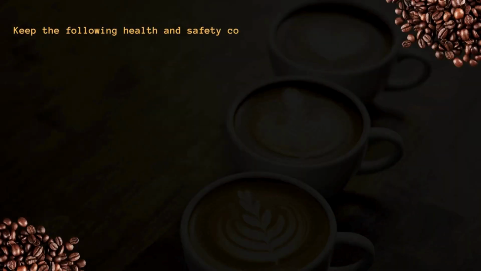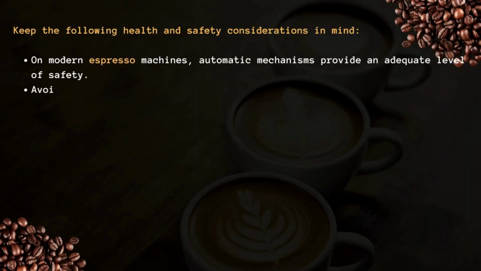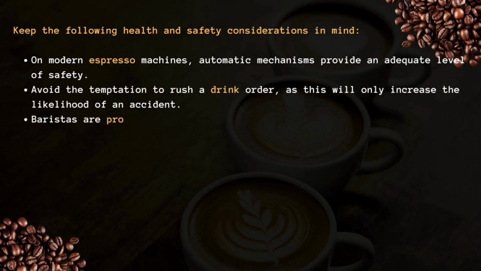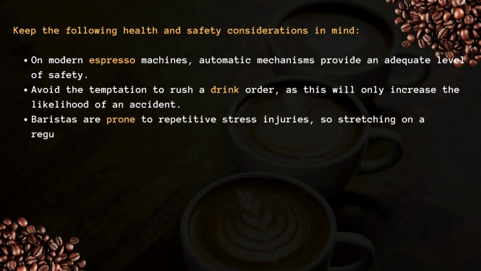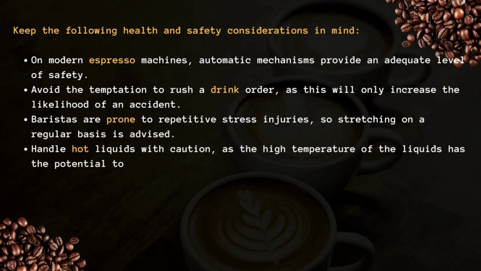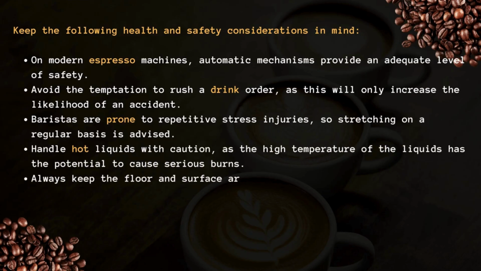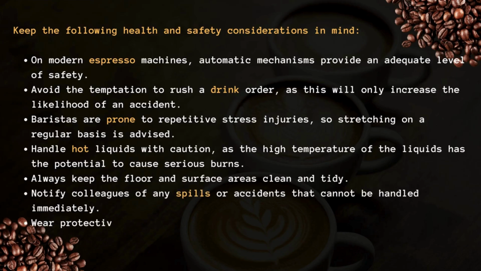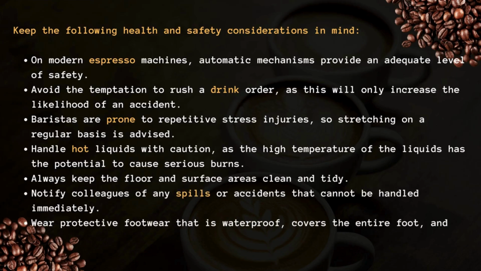Keep the following health and safety considerations in mind. On modern espresso machines, automatic mechanisms provide an adequate level of safety. Avoid the temptation to rush a drink order, as this will only increase the likelihood of an accident. Baristas are prone to repetitive stress injuries, so stretching on a regular basis is advised. Handle hot liquids with caution, as the high temperature of the liquids has the potential to cause serious burns. Always keep the floor and surface areas clean and tidy. Notify colleagues of any spills or accidents that cannot be handled immediately. Wear protective footwear that is waterproof, covers the entire foot, and has a good grip.